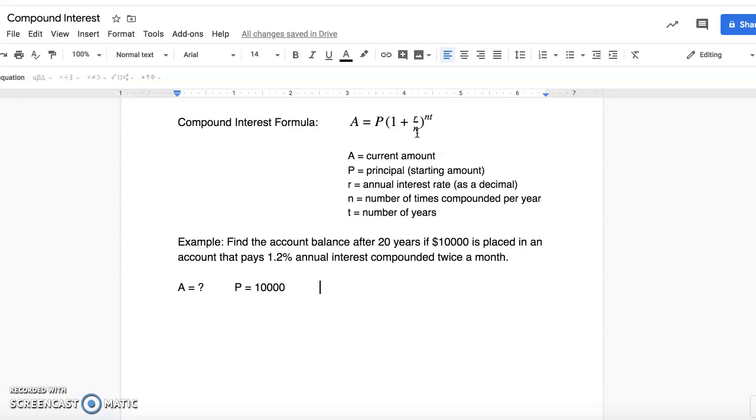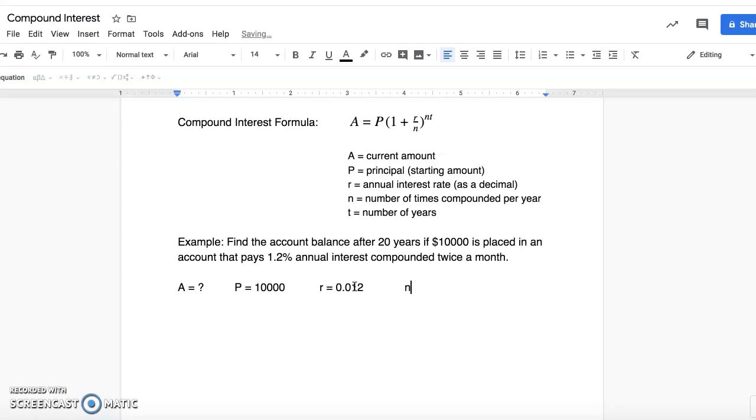So then we get to this fraction R over N. So now we got to figure out, well, what is R? So R is the annual interest rate written as a decimal. So we look over through this problem, and here's our 1.2% annual interest. And if you're trying to go too fast, you're going to write down 1.2, and you're going to get the problem wrong. So don't do that. Remember, it has to be a decimal. You got to slide that decimal point 2 places to the left. So this is going to be 0.012 for R.